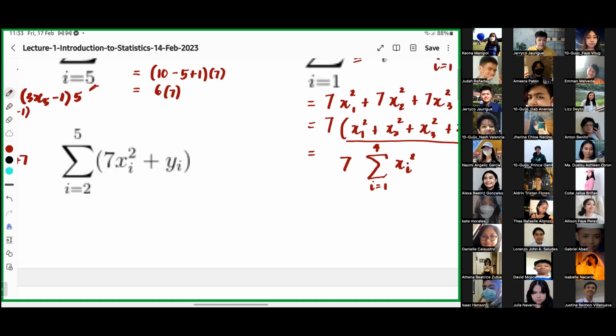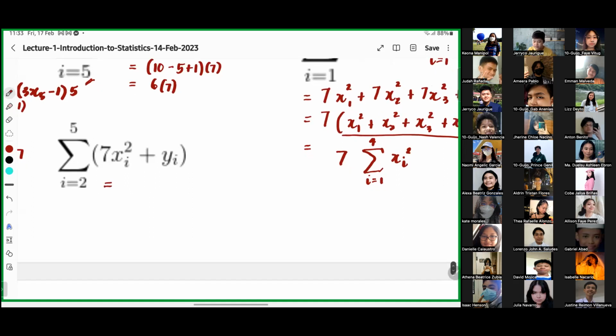Sinong next na sasagot sa atin? How do we write this in expanded form? Sino gusto mong sumagot? Sino yung sumagot ng huli? Si Isabel, no? Isabel, who you would want to answer this question? Sino? Kobe. Si Kobe po. Wait lang, di ko marinig. Sino? Si Kobe po. Kobe. Hello po, sir. Hi, Kobe.